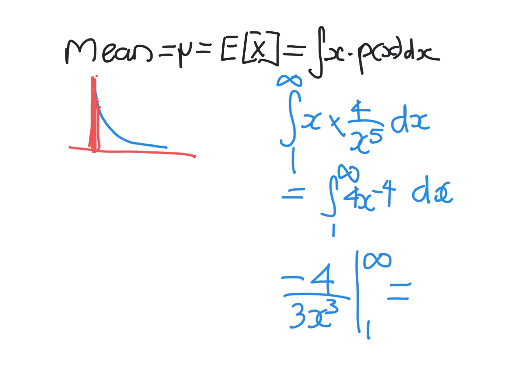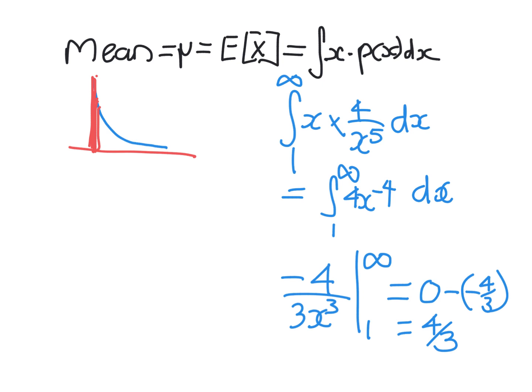Now we're going to go ahead and evaluate that between 1 and infinity. So once again, substituting infinity makes this equal to 0. As x gets larger and larger, 4 divided by that just becomes smaller and smaller. It becomes 0. So we have 0 when x equals infinity. Now when x equals 1, it just becomes negative 4 on 3. The mean is 4 over 3.